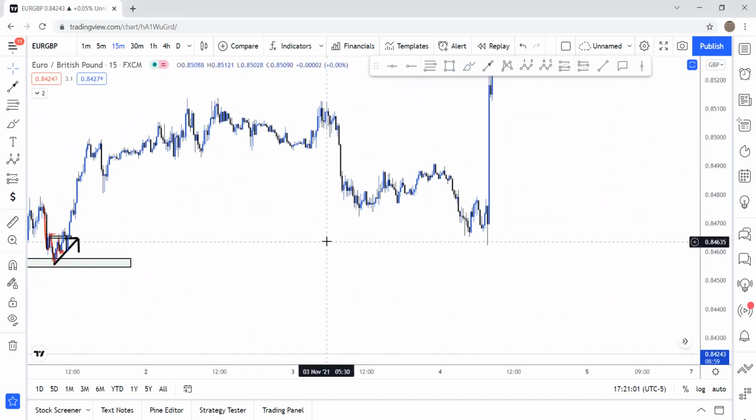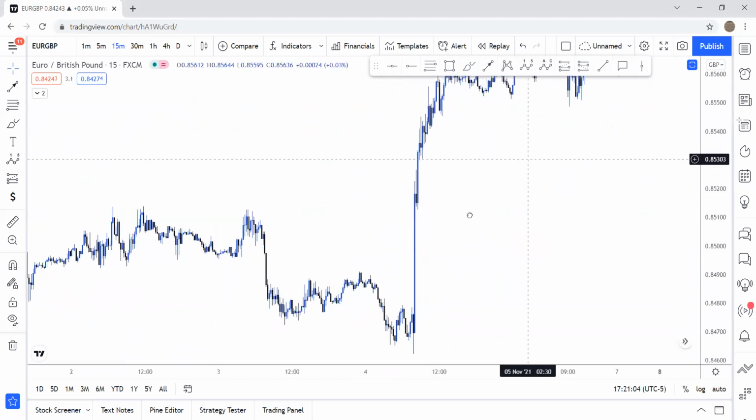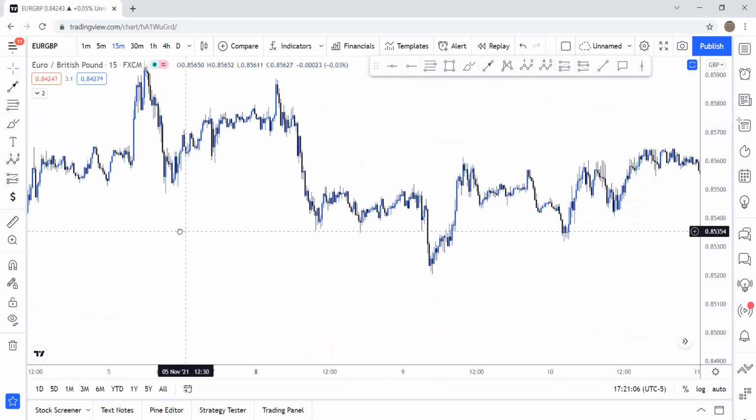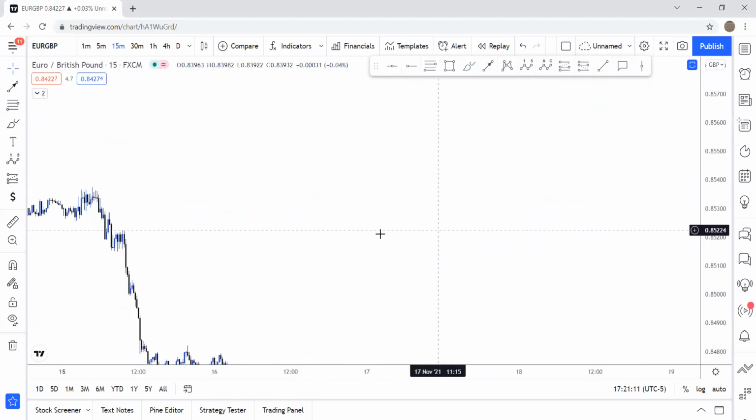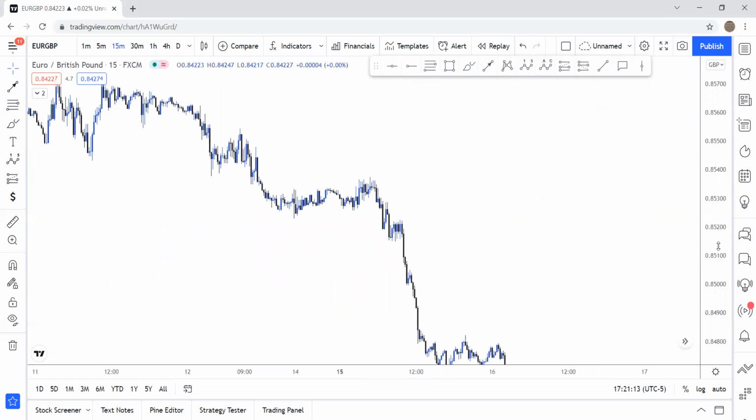Everyone has their different trading style, I guess. Let's see if we could find a nice one, some of these just consolidating over here. Okay, let's look over here. So yeah, this is an example.